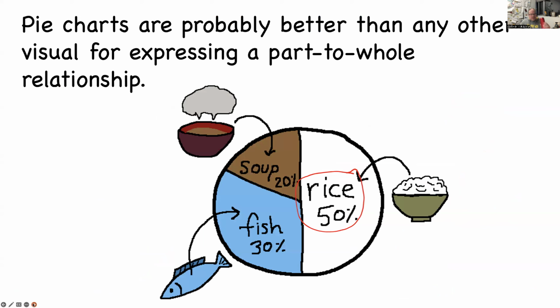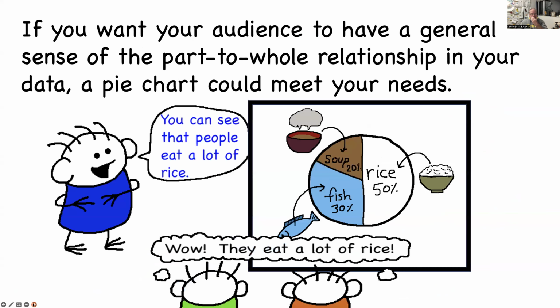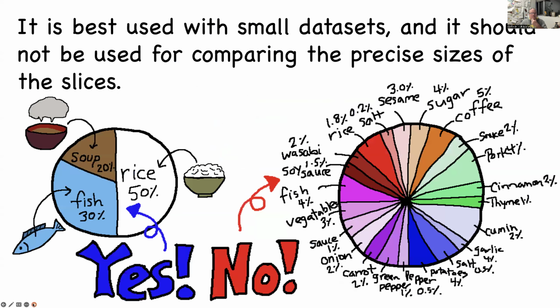Pie charts are probably better than any other visual for expressing a part-to-whole relationship. If you want your audience to have a general sense of the part-to-whole relationship in your data, a pie chart could meet your needs. It is best used with small data sets, and it should not be used for comparing the precise sizes of the slices.